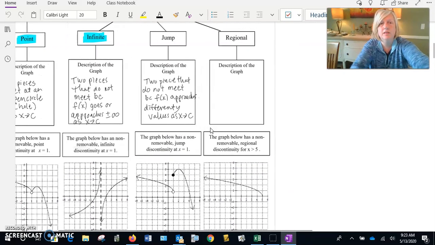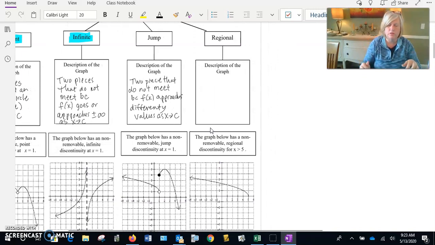And the last one has to do with things like where you have square roots and those kinds of things. When you have a gap or region of x values with no graph, that's the indication that you have a regional discontinuity. Things like square roots or logs.